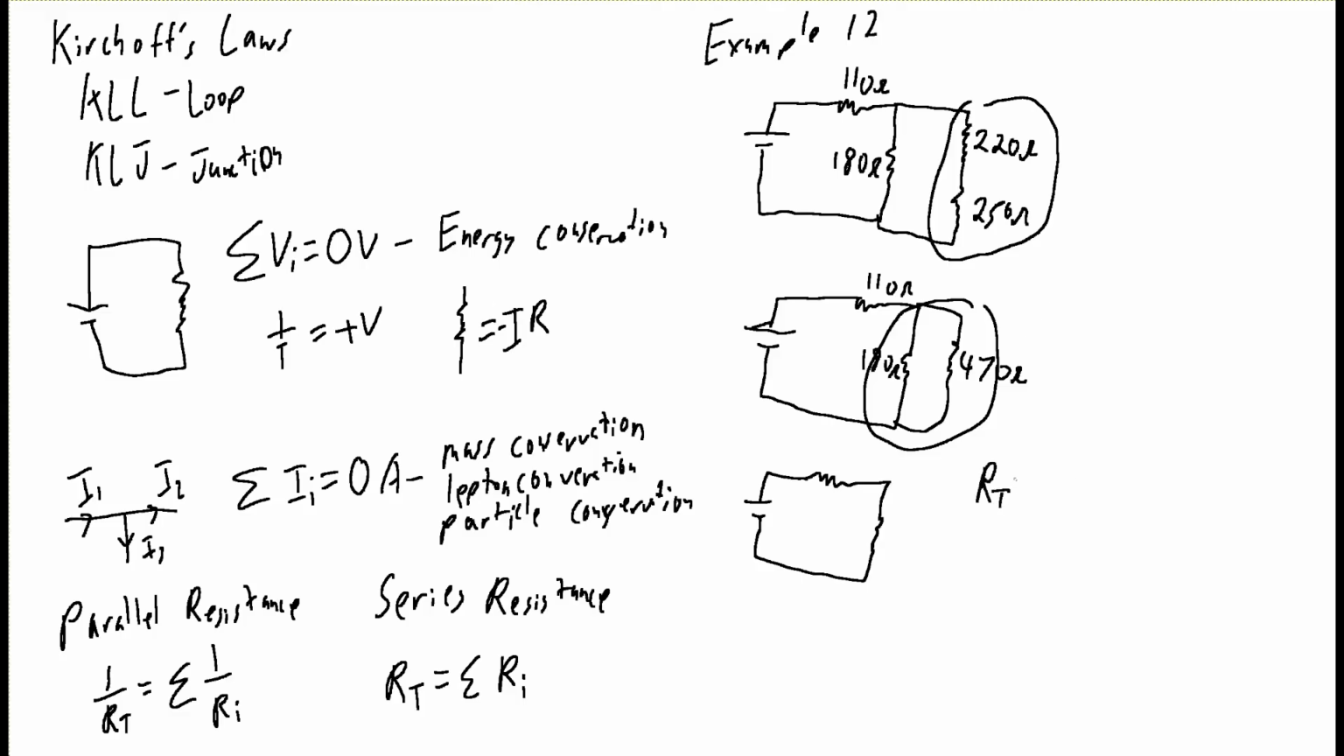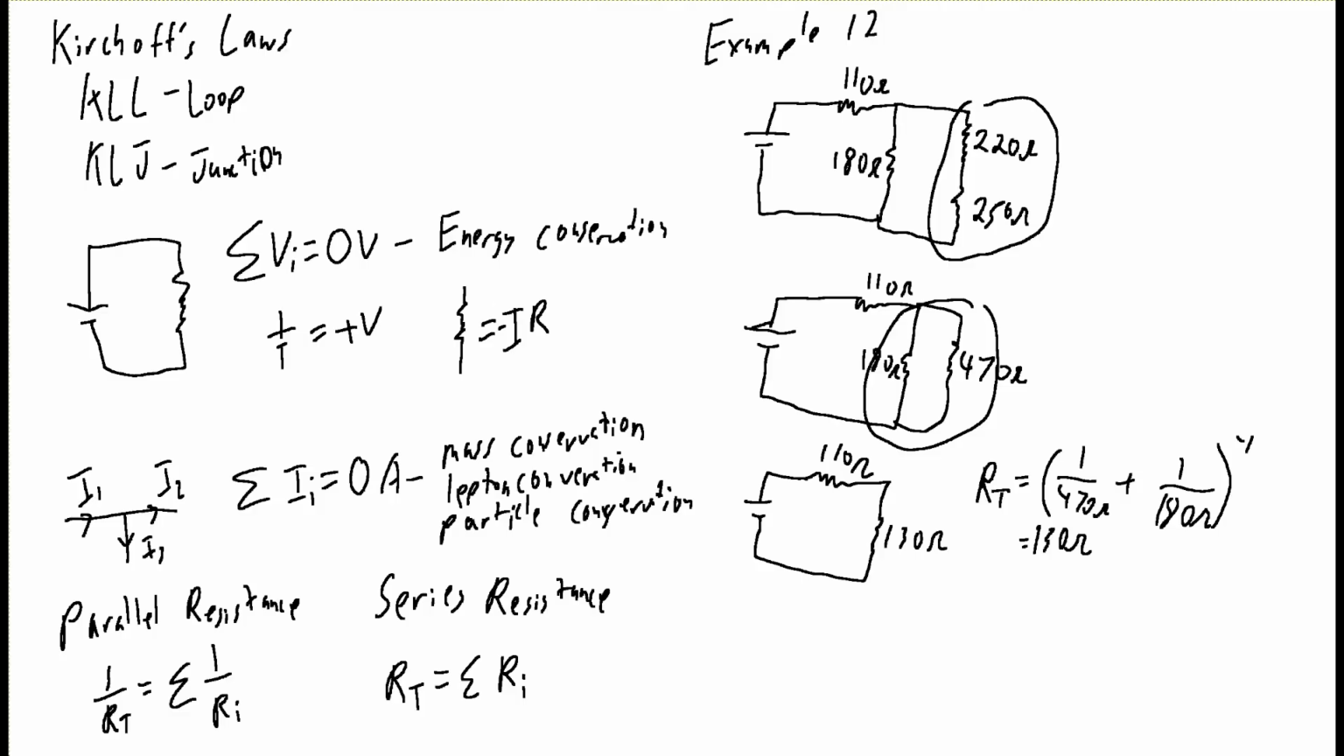So now we have that RT is equal to the inverse of 1 over 470 ohms plus 1 over 180 ohms. And the answer is, I don't know. The book does, but I'm not going to ask the book. 1 over 470 plus 1 over 180, inverse. That's 130 ohms. So this guy here is 130 ohms, and this guy here is 110 ohms. Now we're back to our guys in series.